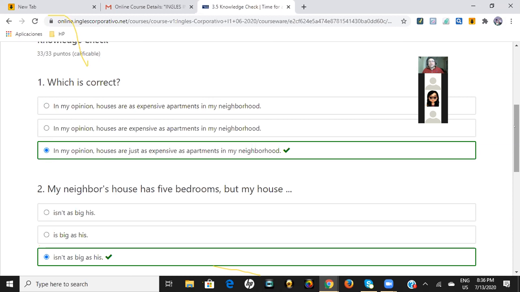Now, this is going to be our new topic of the week. How do you say, me gustaría que no hubiera tanto crimen en El Salvador? How will you say that in English?